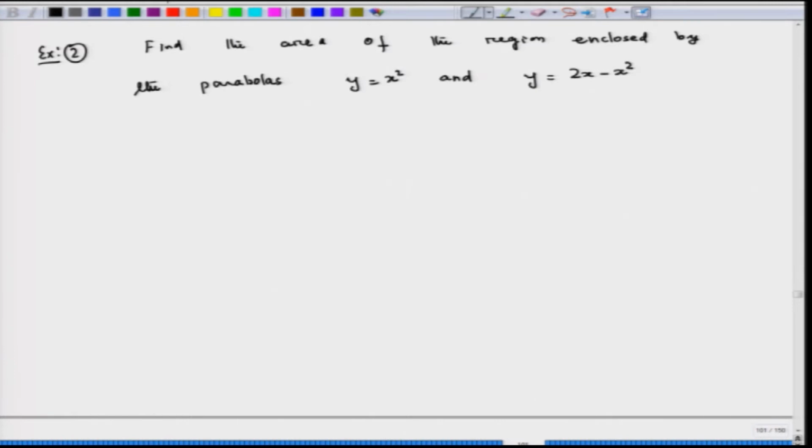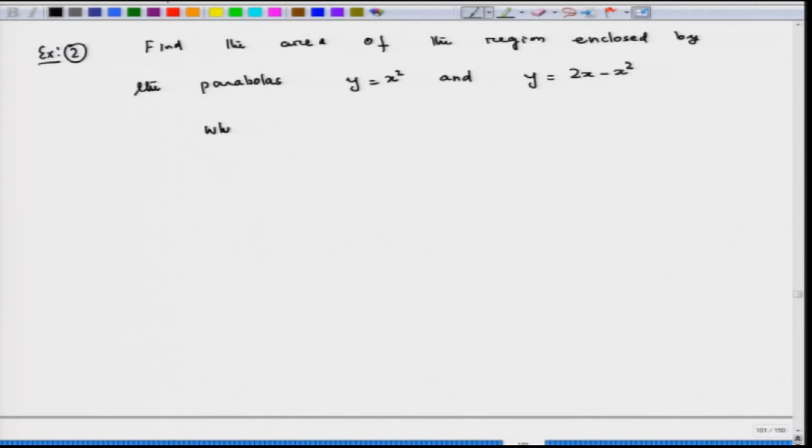Both of these, y equal to x square and y equal to 2x minus x square, are parabolas. So now what we need to find is the area of the region enclosed by these two parabolas. We need to find where these two parabolas intersect, and that is going to be the area we should be interested in.